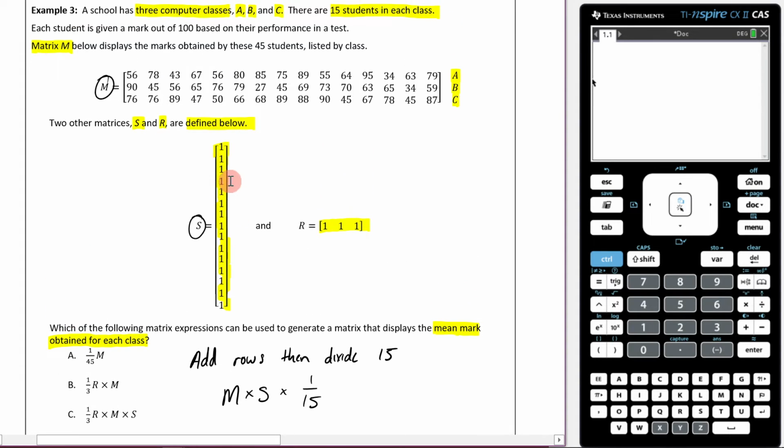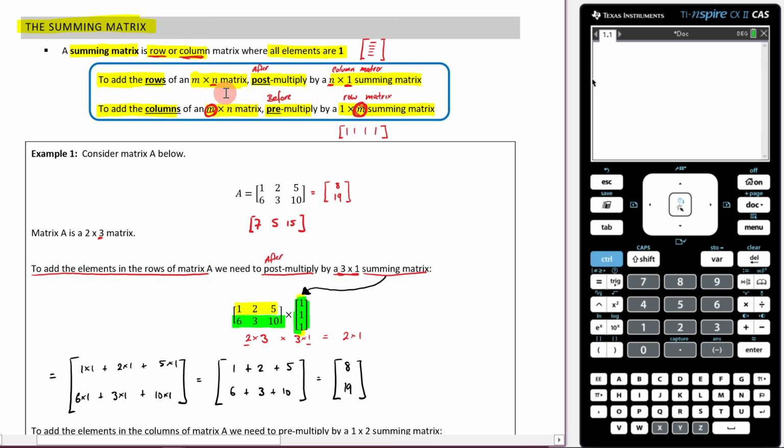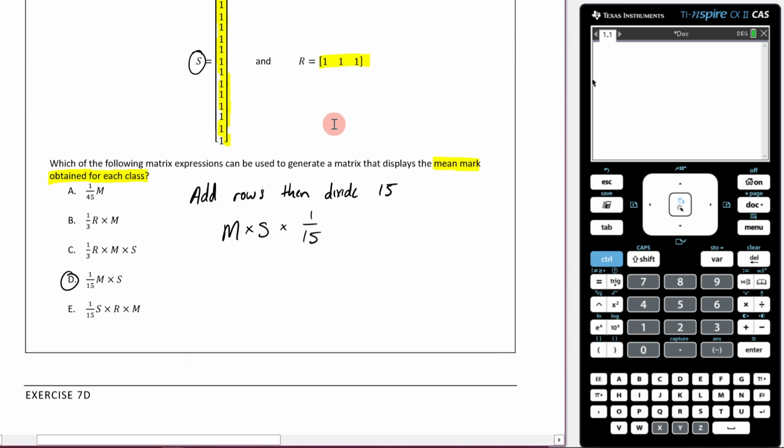So this is having a good understanding of how summing matrices work and knowing how to use your definitions as defined up here. Remember, if you didn't want to refer to this, you could remember that to add the rows, you want to use a column matrix, and to add the columns, you want to use a row summing matrix. And that's kind of the thinking behind it.